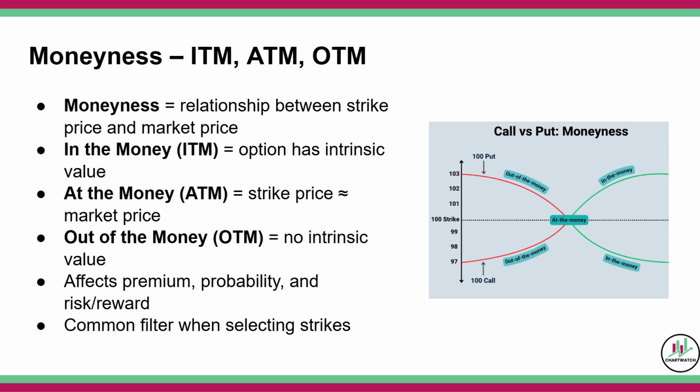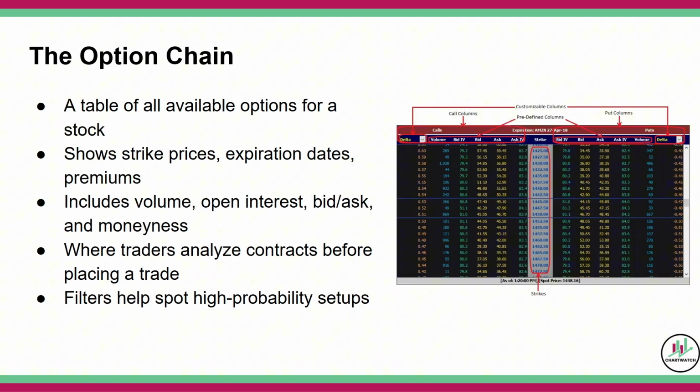Well, why does this matter? Moneyness affects your premium cost, your sensitivity to price moves, which is delta, and your probability to profit. And so even strategy design, spreads and hedging.